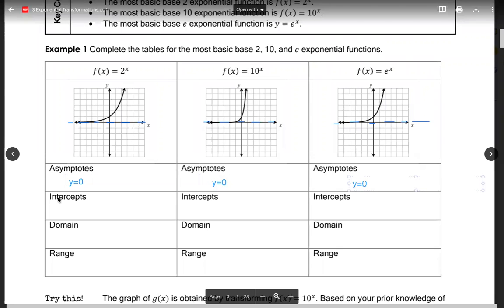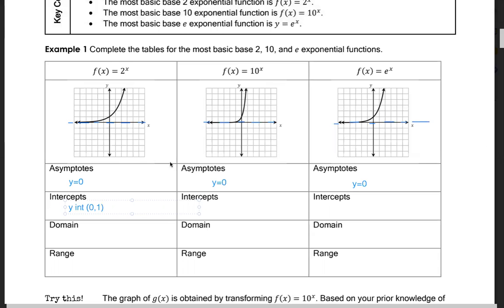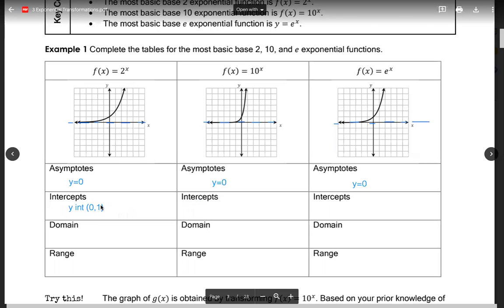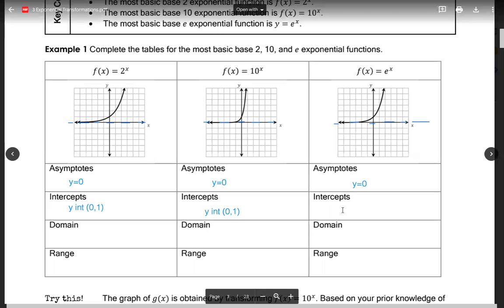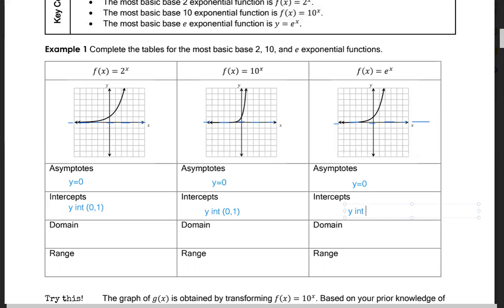Now, intercept. So again, there's not an x-intercept because of this asymptote, but there is a y-intercept. And again, what's nice about these exponential functions is all the y-intercepts are the same. So your y-intercept right here is going to be 0, 1. Okay, so 0, 1 is this point right here. And again, that's going to be the exact same thing for all these, which is very nice. Okay, so again, y-intercept is 0, 1.